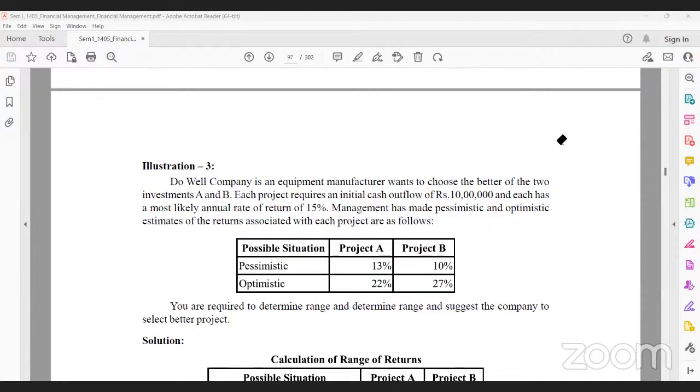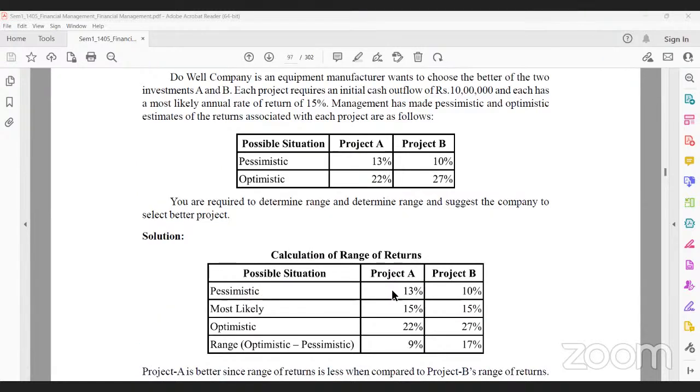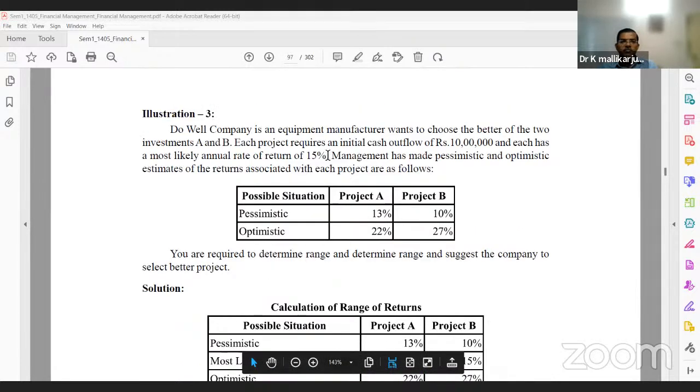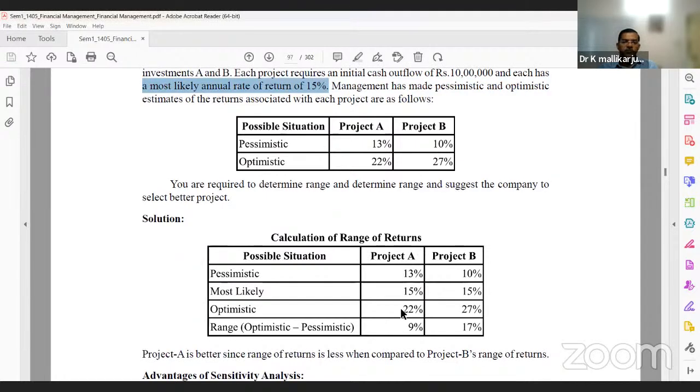B project is best, I think. I say that A project is better. We'll see the answer. Okay. Pessimistic 13%, 10%. And most likely means average. The average most likely is given as 15%, the same for both.